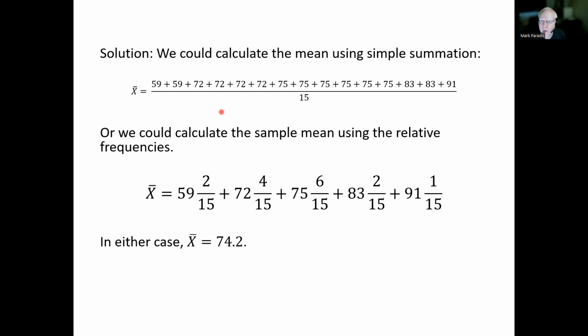But when you've got repeating numbers like we have here, you can actually save a lot of time, particularly as the data set gets bigger, by doing it this way. Some people got 59, so we've got 59 times its relative frequency, plus 72 times its relative frequency, plus 75 times its relative frequency, plus 83 times its relative frequency, and so on, all the way until the end. In either case, it gives us 74.2.